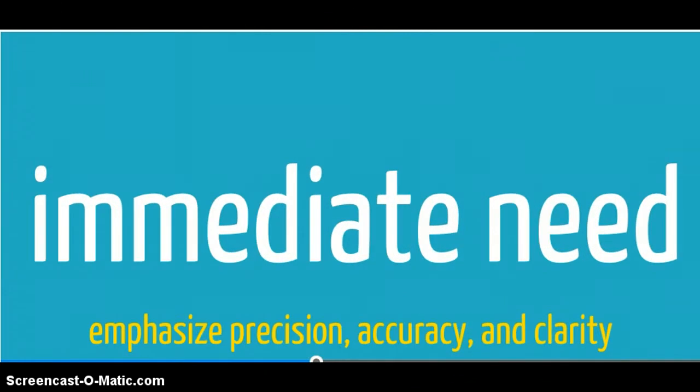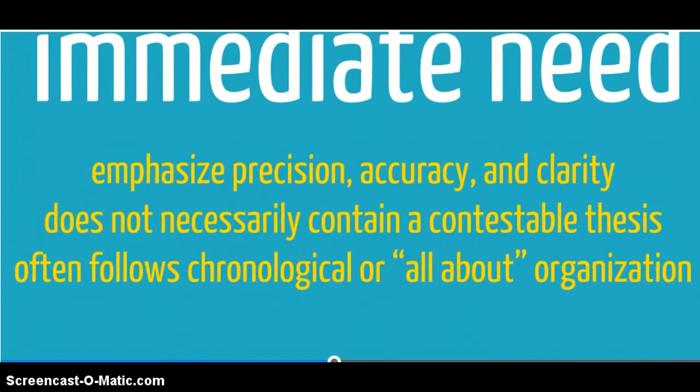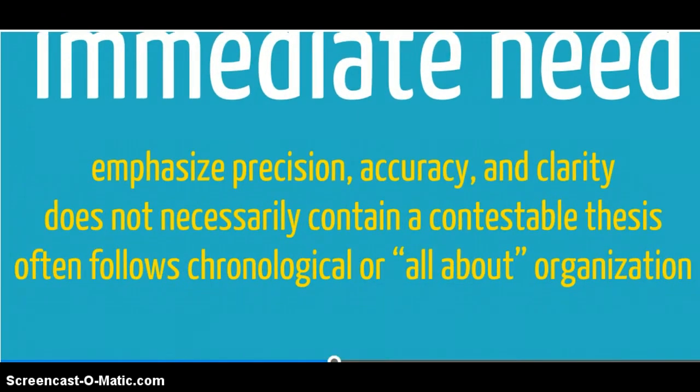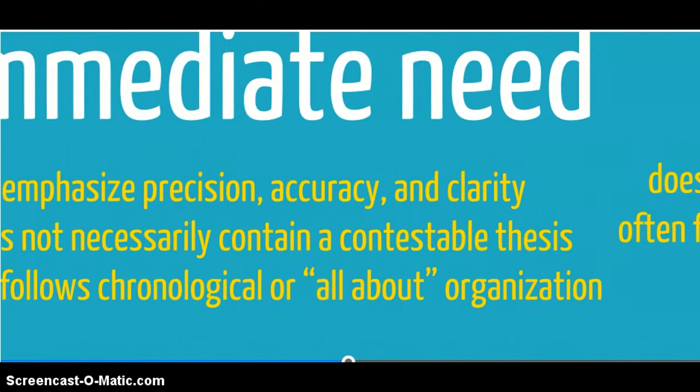When your readers are motivated by an immediate need for information, you're working with an audience that needs to know the information you have to present. In this case, you want to emphasize precision, accuracy, and clarity as you are describing the information. This type of writing, though, does not necessarily contain a contestable thesis. They already need the information, so you don't have to pose an argument to them as to why they would need it. And finally, because of that need to know, this type of informative writing will often follow a chronological or even an all-about data dump type of organizational structure.